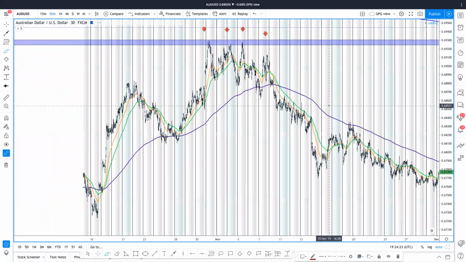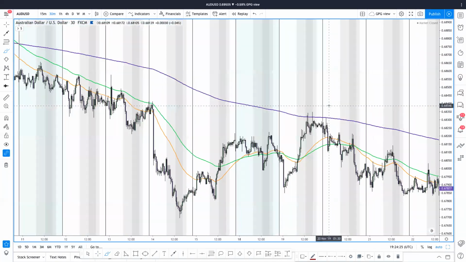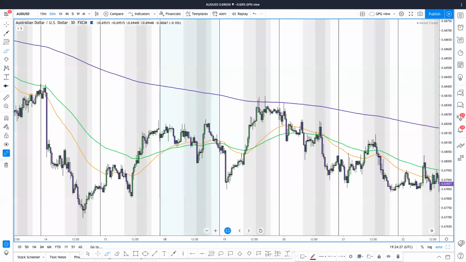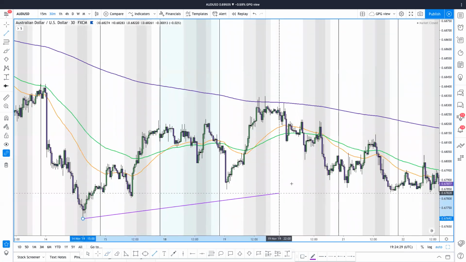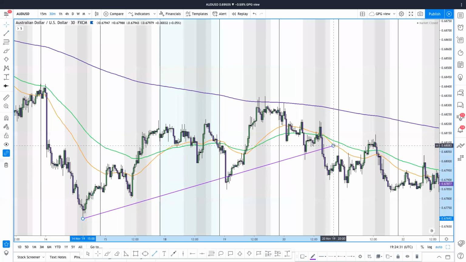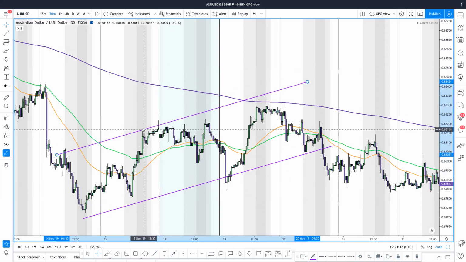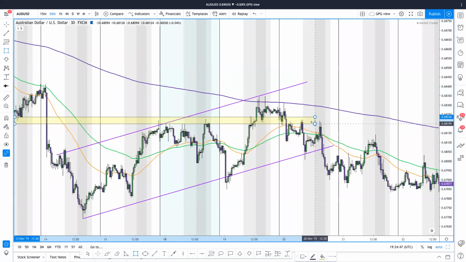Let's go find some more. Something just came to my eyes right here. This is an example of an uptrend. Okay, and then this support resistance zone area, whatever would be here.